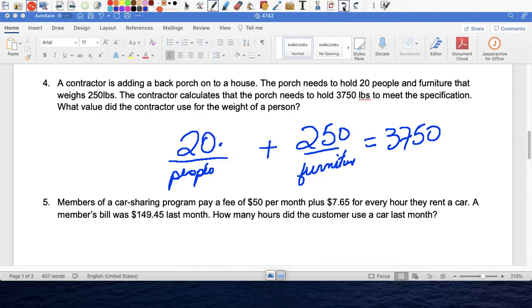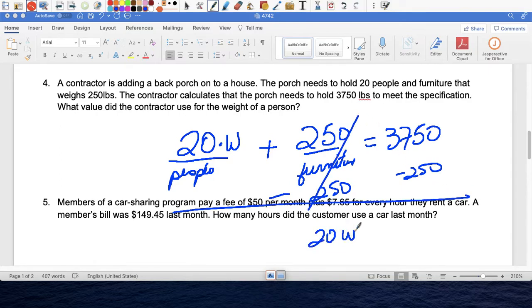So what I'm trying to look for here is the weight. Okay, 20 people times, I guess, their average weight, plus 250 pounds for the furniture equals 3,750. So we'll do minus 250 and minus 250 over here. That goes away. We get 20W. And this is going to be 3,500. Divide both sides by 20. And then W, the weight that he used, it's going to be 350 divided by 2, 175.